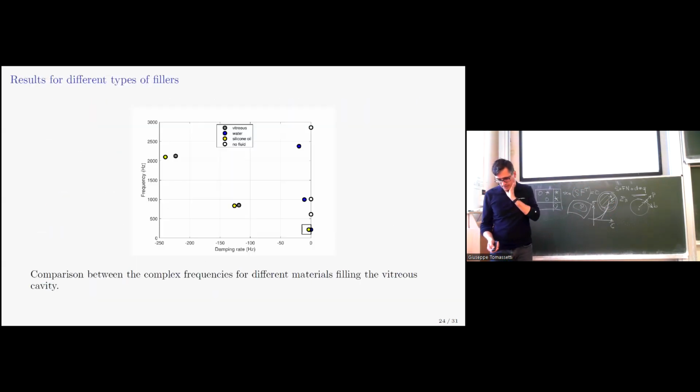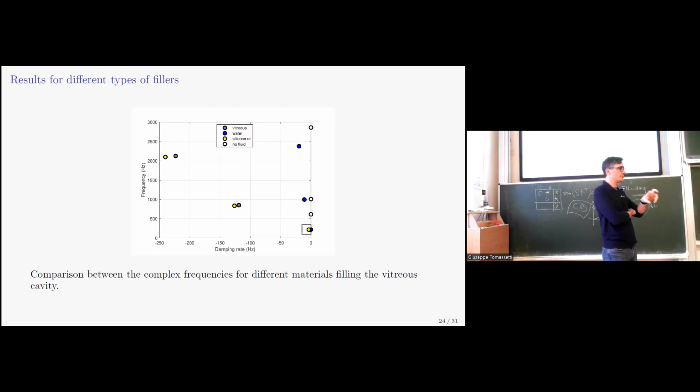Okay, so this figure shows the result of the calculations for different types of fillers. The reason why we are considering this is because, as some of you may know, in some cases, when you make a surgical intervention to the eye, you have to remove the vitreous. You have to take it away, and then you have to substitute the vitreous with some type of filler. And doctors have tried all kinds of possible substitutes, and they found that essentially silicone oil seems to be the best substitute for the vitreous.